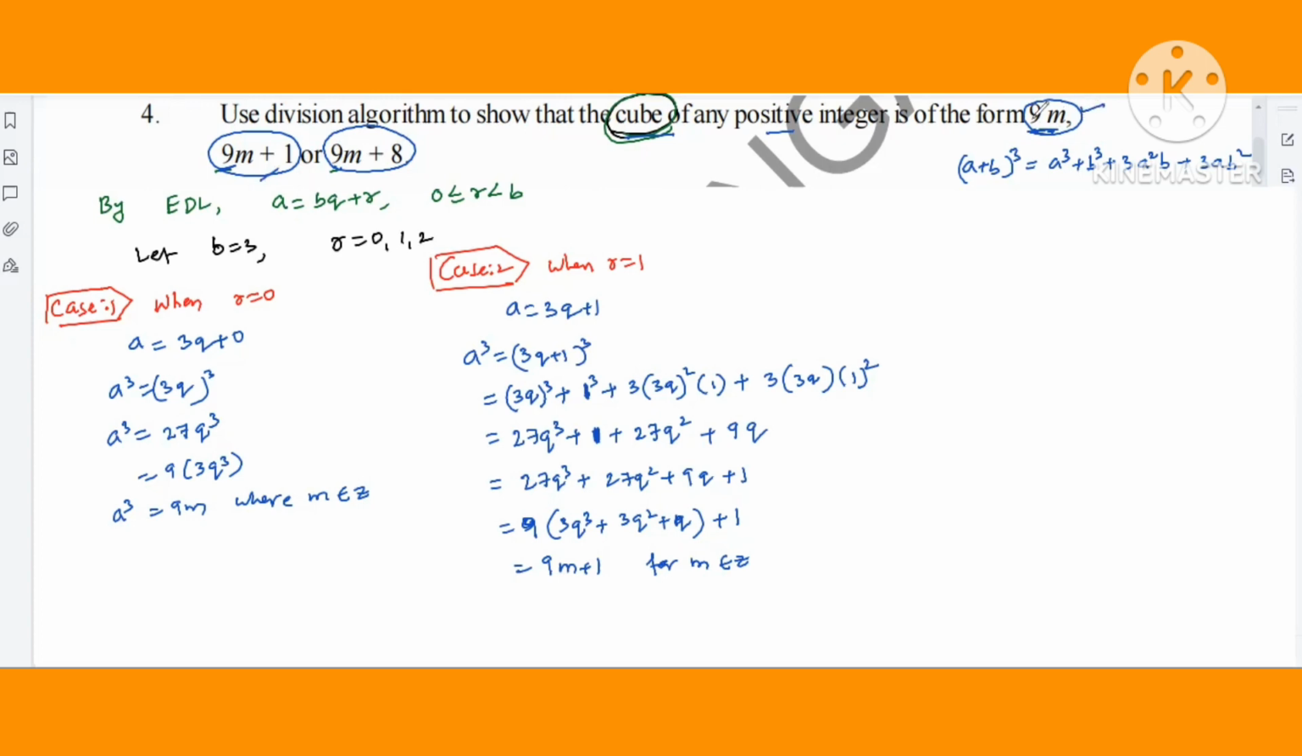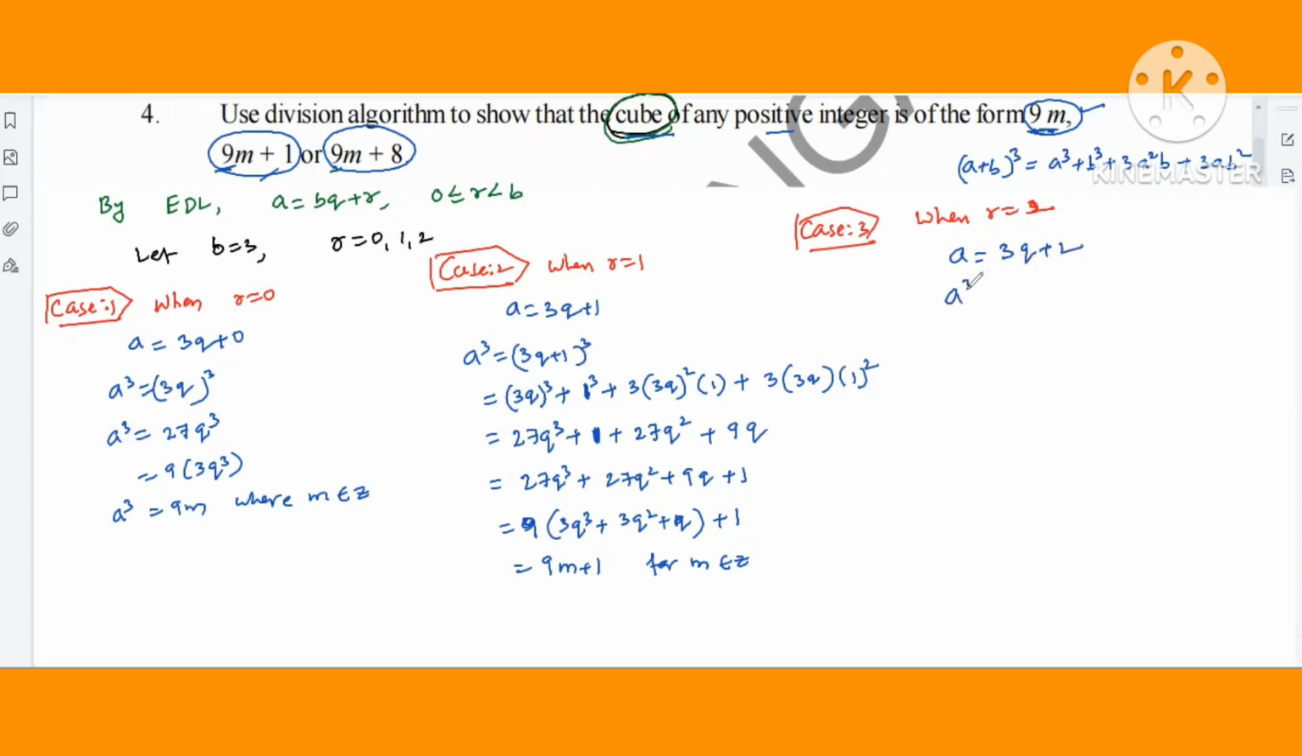The first one is in the form of 9m, the second one is in the form of 9m plus 1. Now I think for the third case we get this form. Let's check case 3, when r equal to 2. a equal to 3q plus 2. So I have taken b value 3, and remainder 2. So a equal to bq plus r means 3q plus 2.